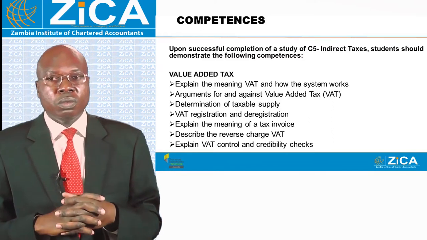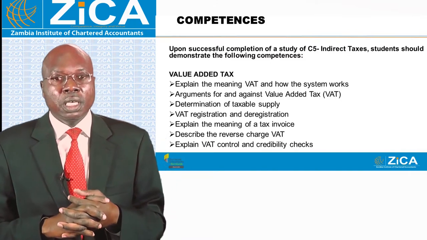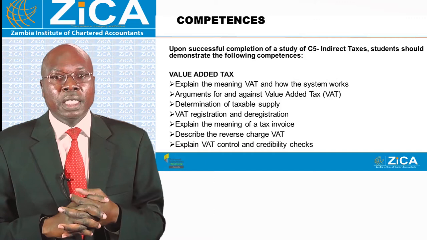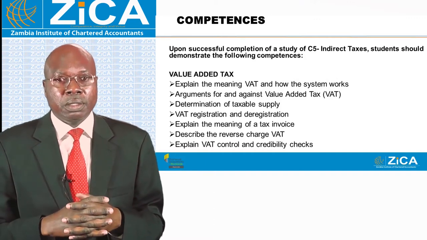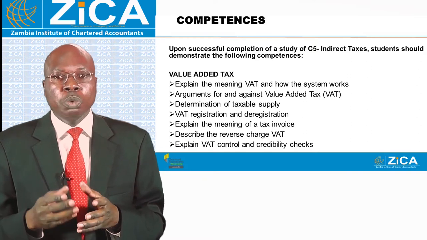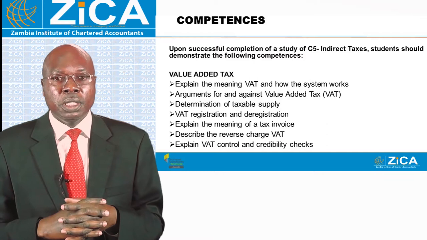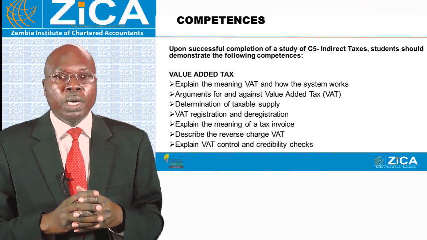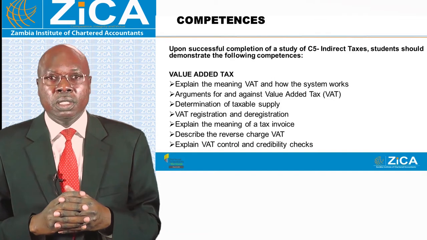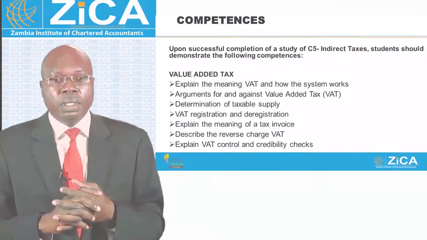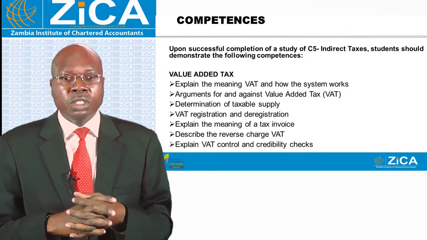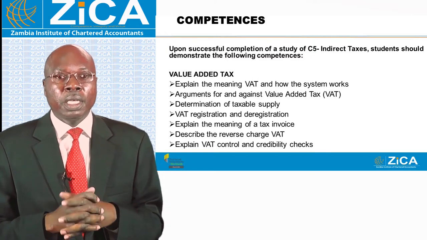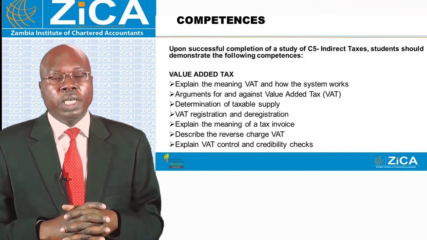Number five, value-added tax has a self-policing nature, meaning that it enhances compliance. Why? Because the output tax for one person becomes the input tax for another person. And therefore, it is very difficult for anyone to evade or avoid VAT. Number six, value-added tax has also increased the tax base for the government and thereby increasing revenue collection.